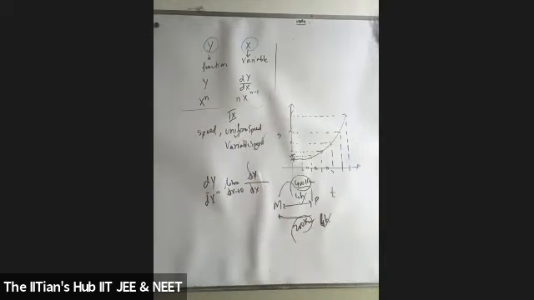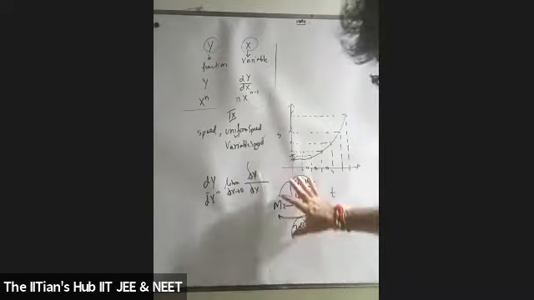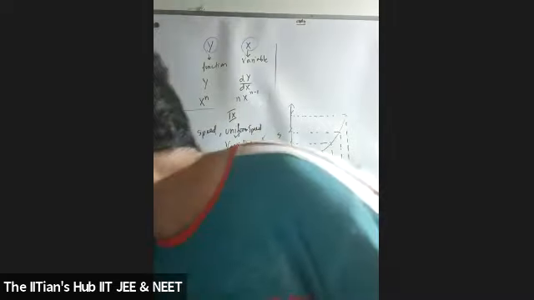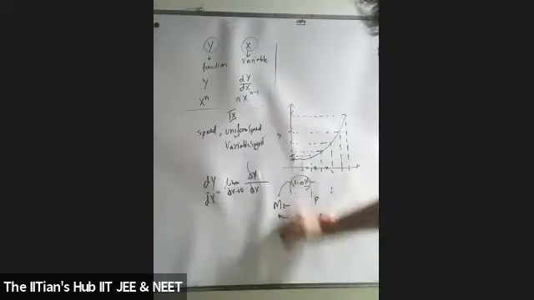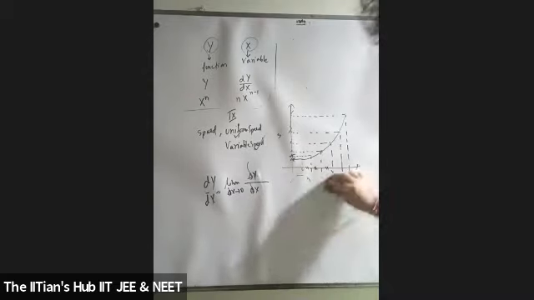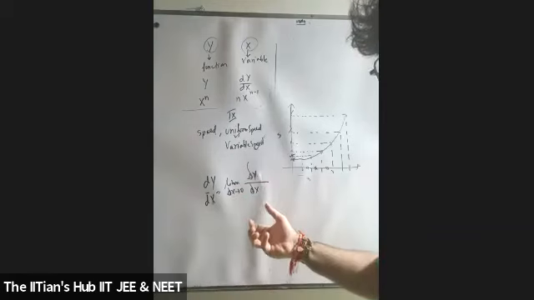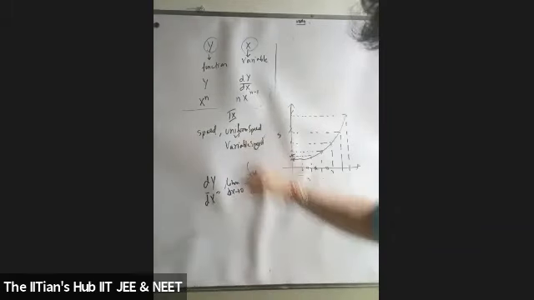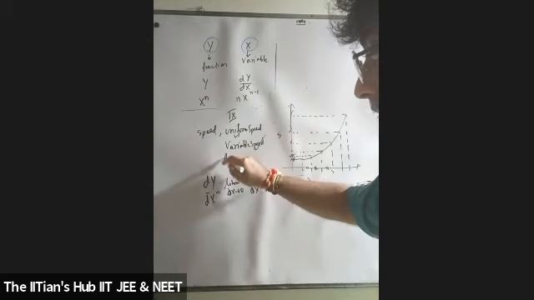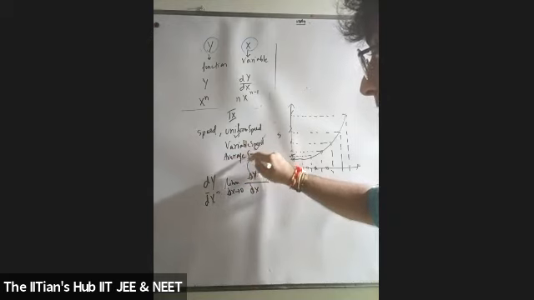4 hours we take it. That means in this case, when a body covers unequal distance in an equal interval of time, this is your non-uniform speed. But in this, how will you get a constant speed? So we go to average. That is why students, you all have learned about average speed.